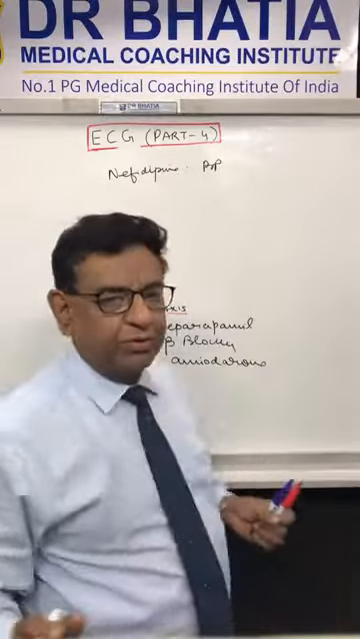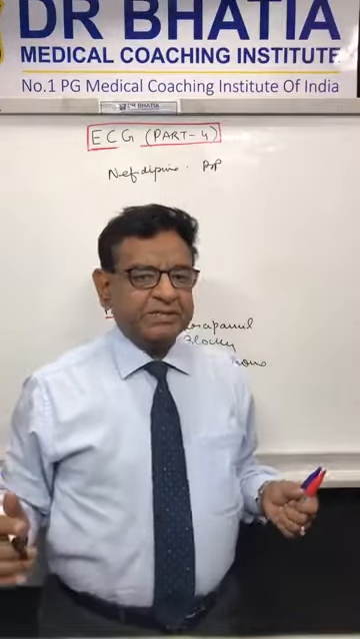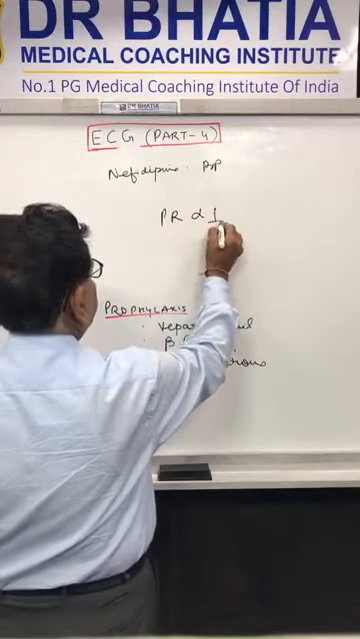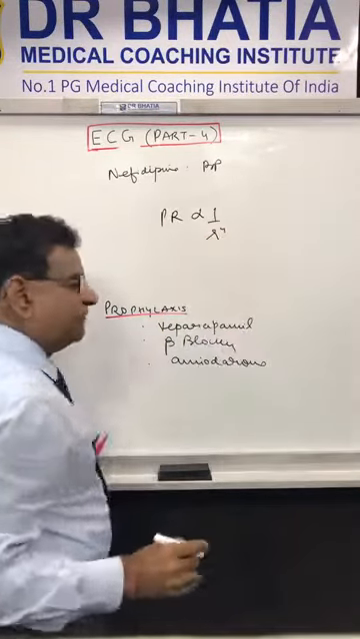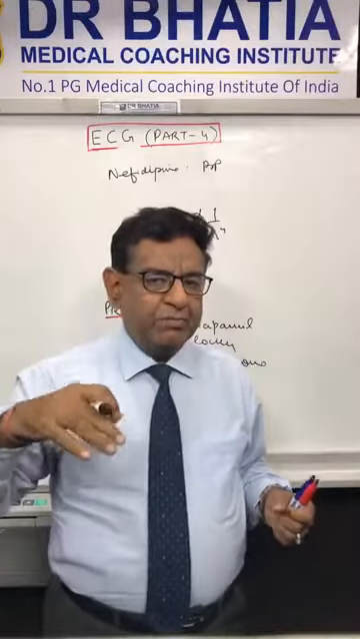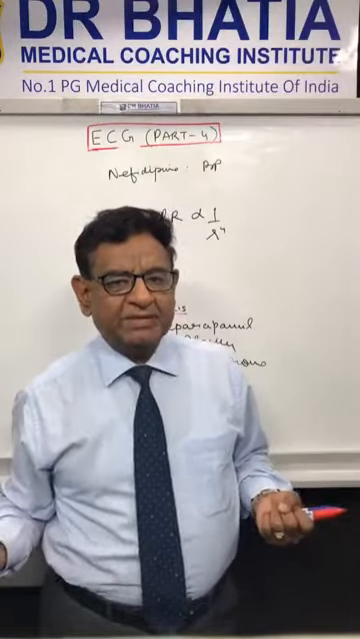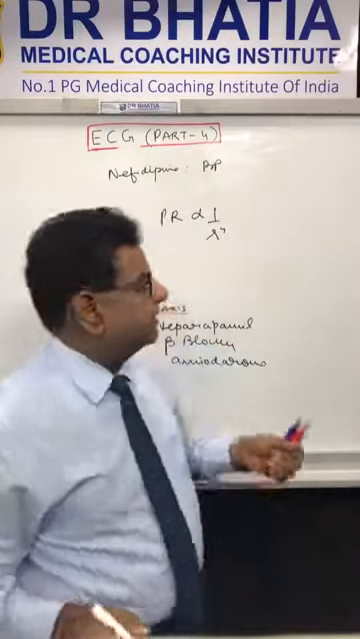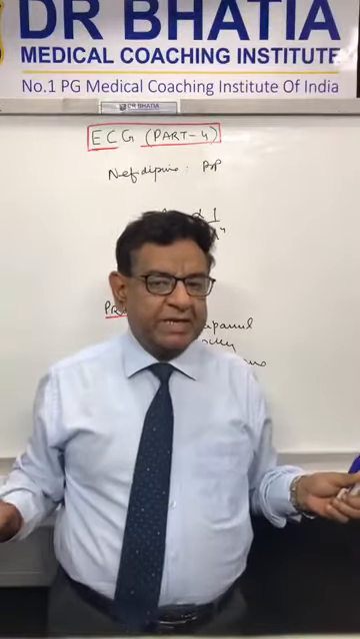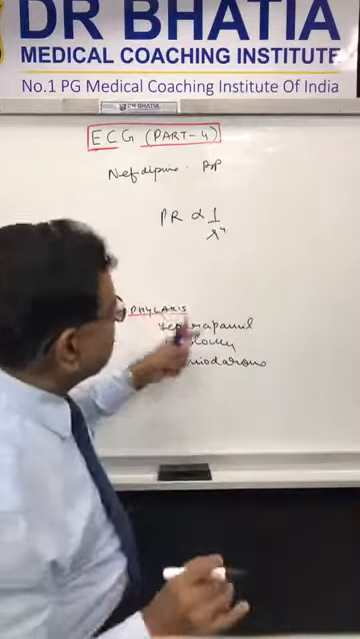And all of you know that peripheral resistance is 1 by r to the fourth power, where r stands for the radius of the arteriole. Narrow the arteriole, and peripheral resistance rises many-fold, and that leads to increased BP. So nifedipine is a peripheral arteriolar dilator. It reduces peripheral resistance, so BP comes down.